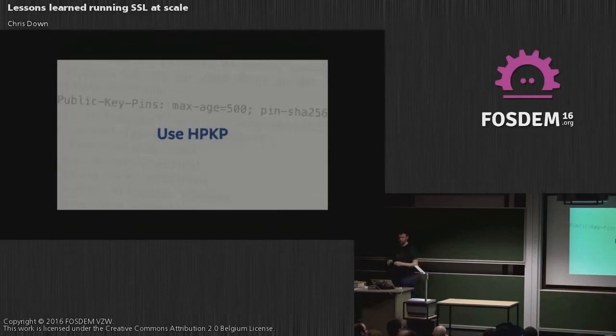HPKP, the thing which I can never say correctly at speed. It's a great way to stop a rogue CA, of which there have been many. And you could argue what Symantec did was the actions of something rogue. It's a great way to stop a rogue CA from issuing stuff for your domain. After the first load, it tells your browser to only accept a certain set of public keys, and one of those public keys must be in the chain which you serve. It can be the leaf, the intermediate, the root, it can be any of those, and those all have different properties. So many people recommend pinning to the intermediate.